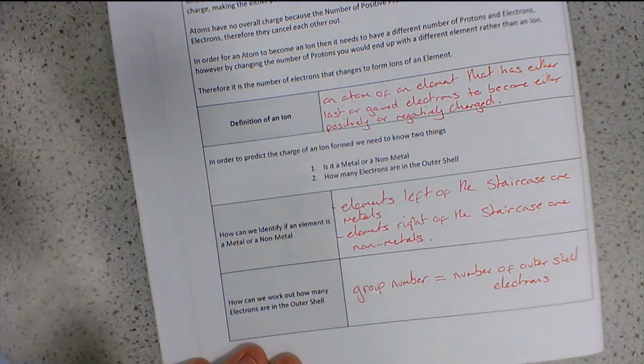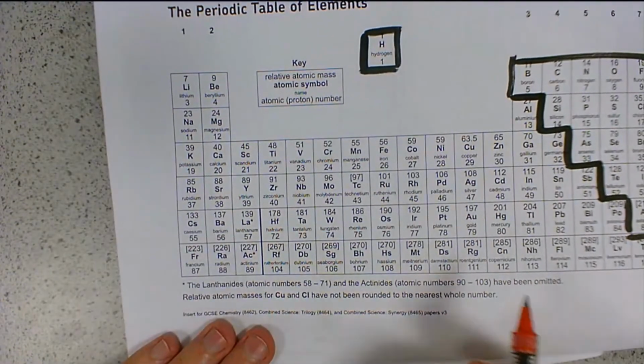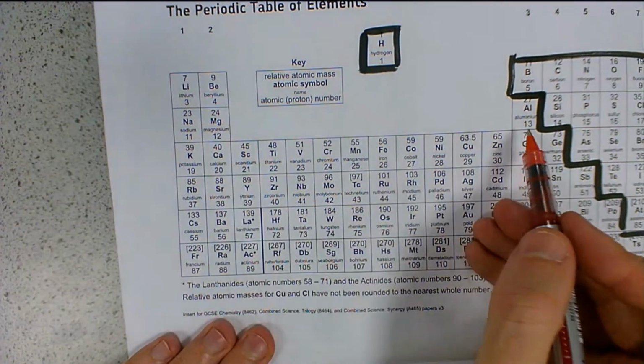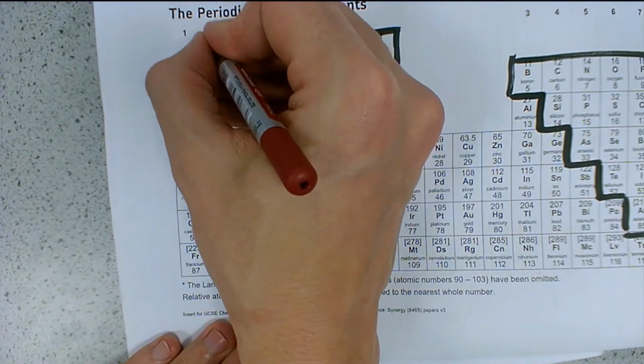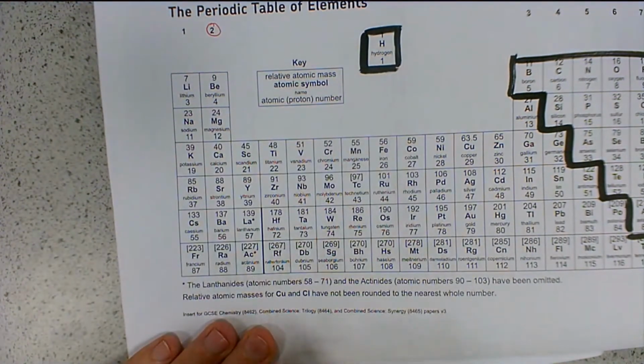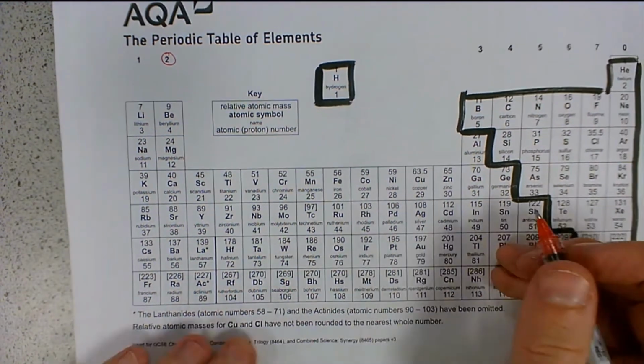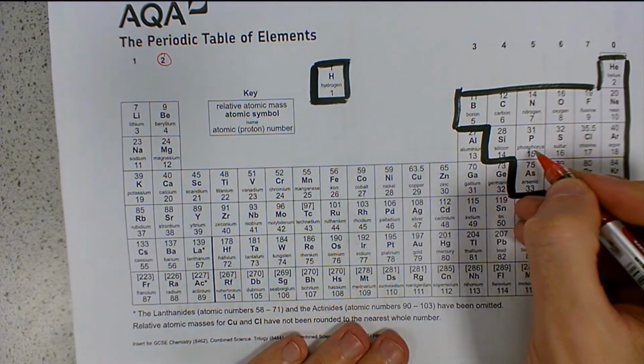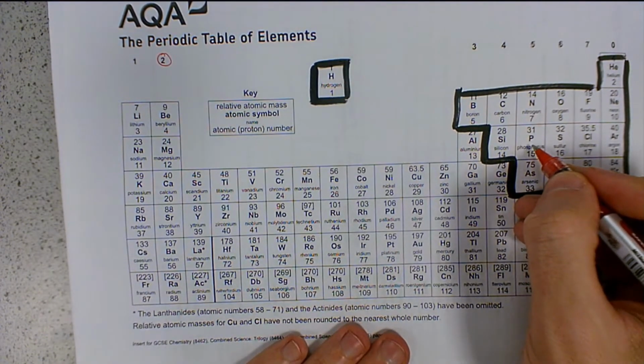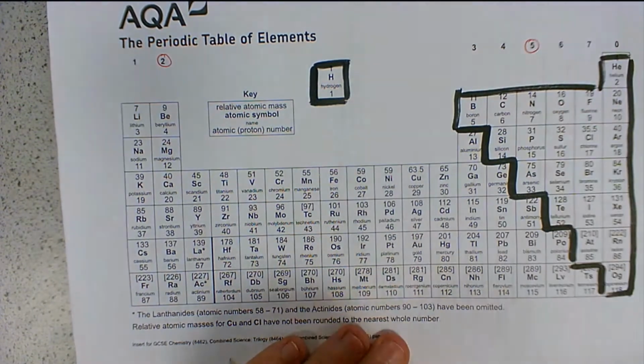If we look at some examples, magnesium is a metal because it's left of the staircase, and it has 2 electrons in the outer shell because it's in group 2. Phosphorus is a non-metal because it's to the right of the staircase, and it has 5 electrons in the outer shell.